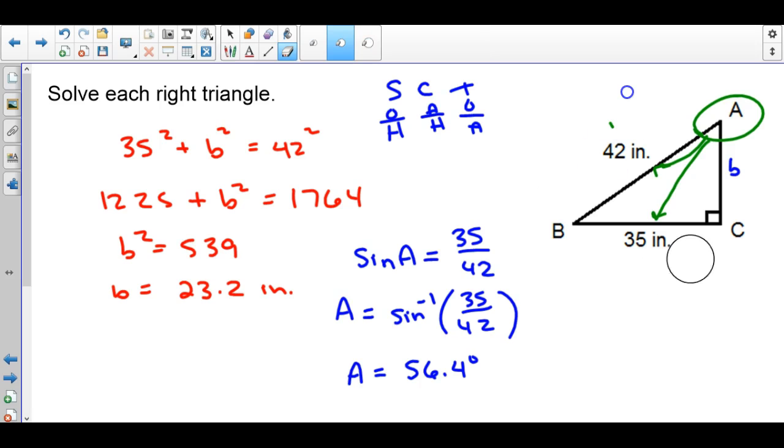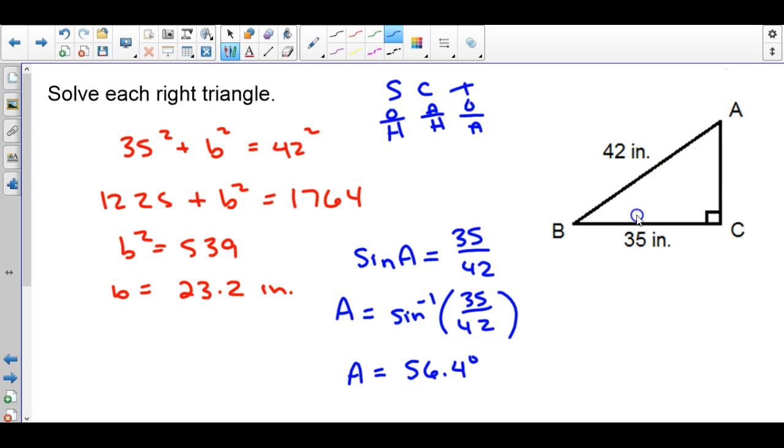So just going back to this diagram then, I already know that this side is 23.2 inches. This angle is 56.4, so now I just want to figure out what angle B is. And I don't even need any trig to do that. Basically, the triangle sum theorem tells us all the interior angles of a triangle sum to 180. I'm always going to have a right angle in a right triangle, so that means that these two angles are your complementary angles.